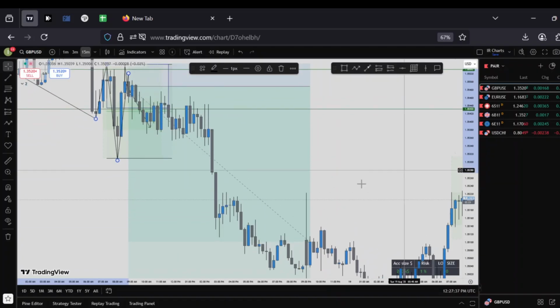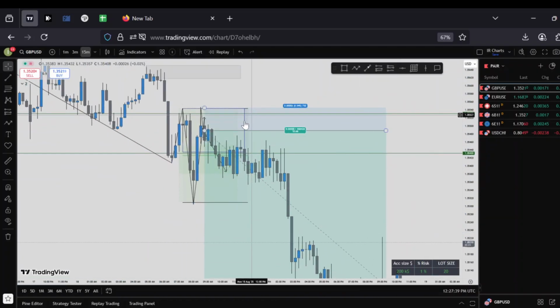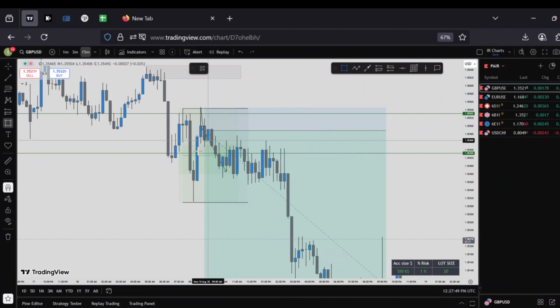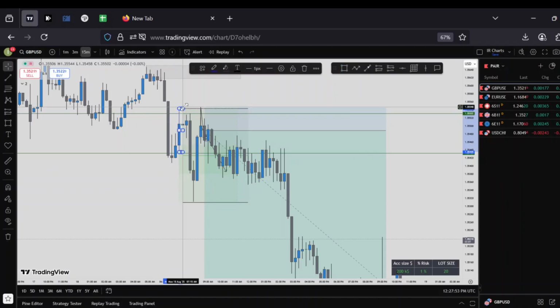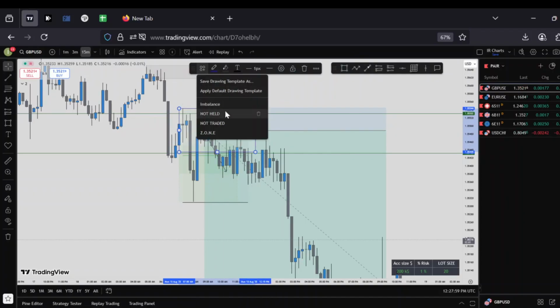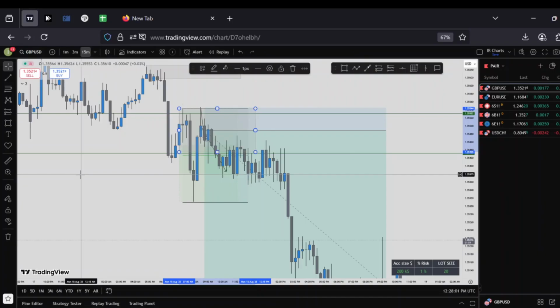My zone was simply the last bullish candle before the impulse, as you can see. My bias on that day was that we are bearish. So my supply zone, I drew it like this. The last zone from here to the top, the last bullish candle before the impulse, and then I dragged it to the right. Let me mark it as zone. This was my supply zone.